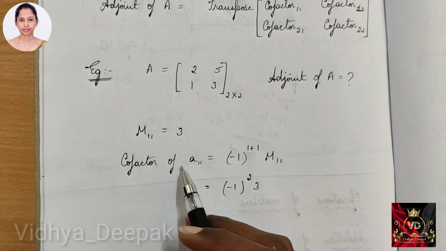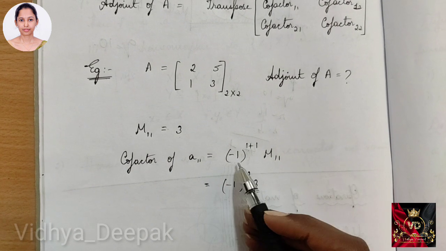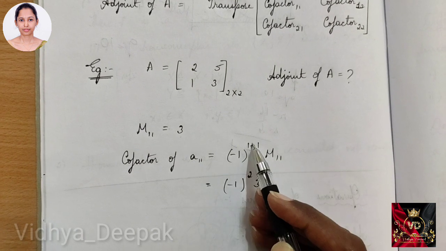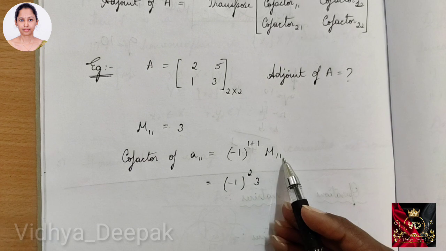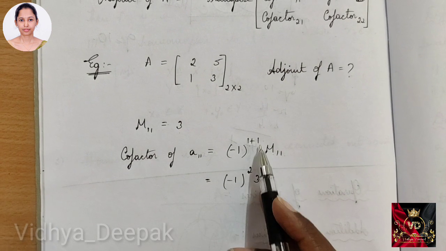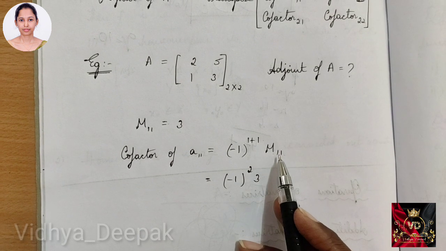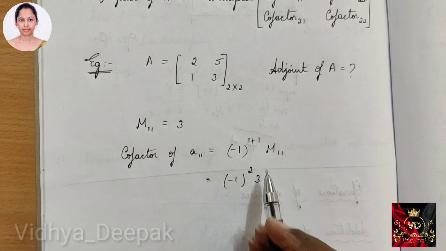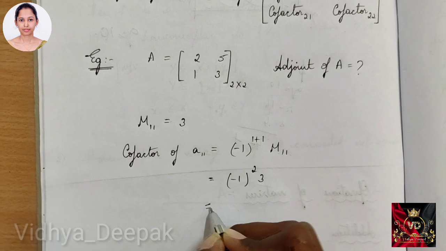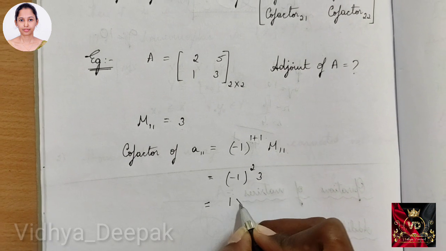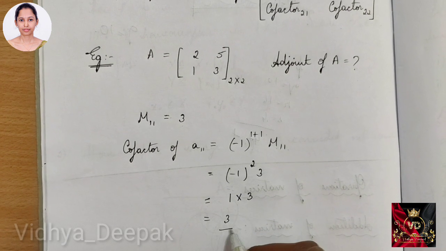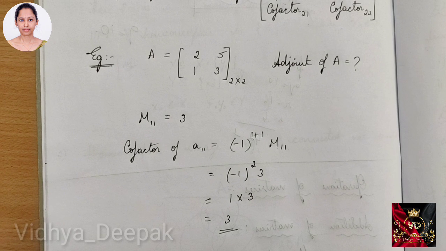So the cofactor of A11 is minus 1 to the power of I plus J. What is I plus J? I is 1, J is 1, so 1 plus 1, into the minor of 11. That is minus 1 to the power of 2, and the minor of A11 is 3. So what is the answer? You get 1 into 3, so the first element is 3.